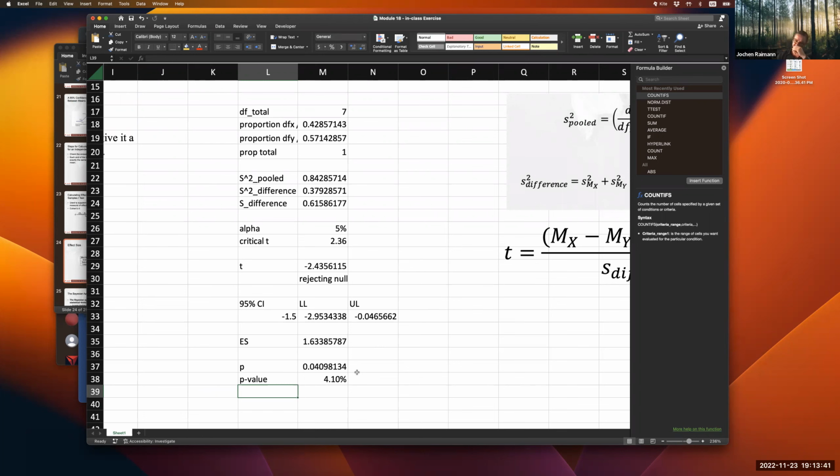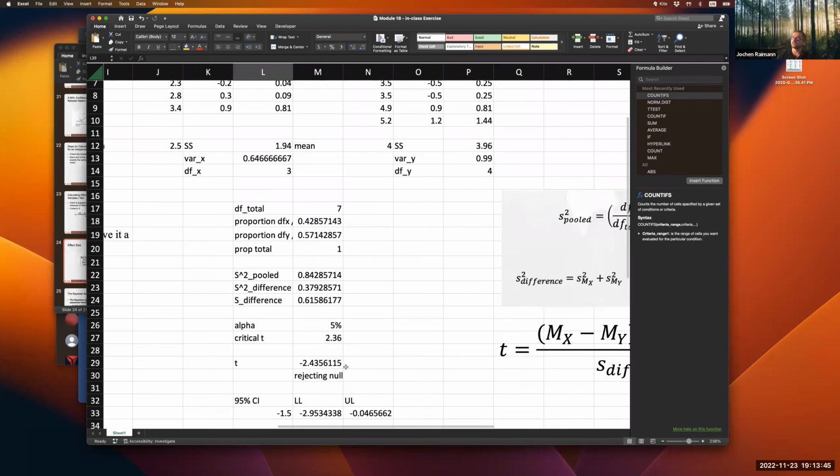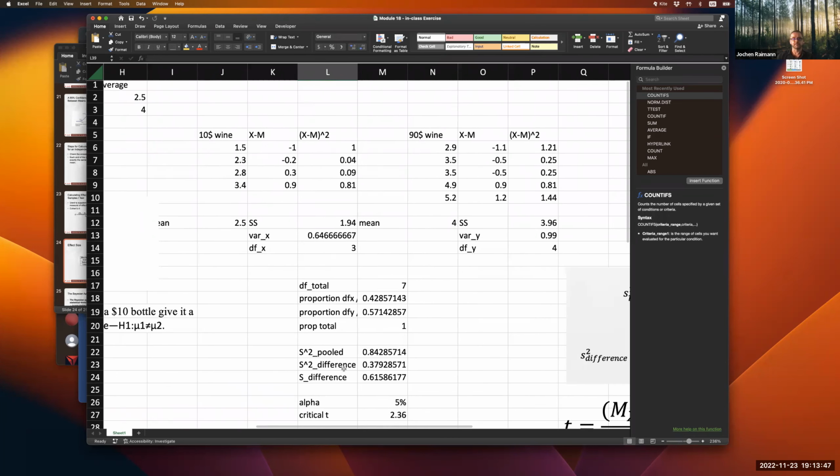So this is essentially the calculation. So let's quickly recap this. Any questions on this? Any questions so far? If not, then let's quickly recap this analysis.